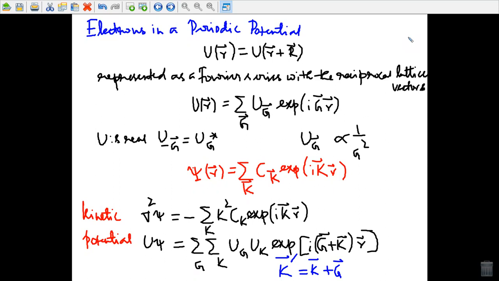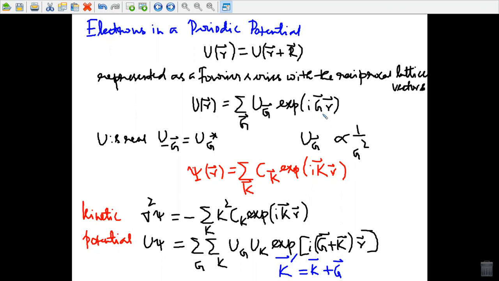The solution is investigated particularly at the zone boundary, and the potential U is periodic with the lattice, that is U(r) is equal to U(r plus R), that I already wrote in the first class of the band theory of solids, that the potential is periodic with the periodicity of the lattice, where R is the vector of the direct lattice, and it can be represented as a Fourier series with the reciprocal lattice vectors. That is, U(r) can be written as summation over G, U_G exponential e to the power iG dot r.